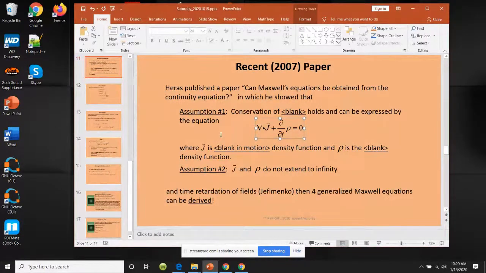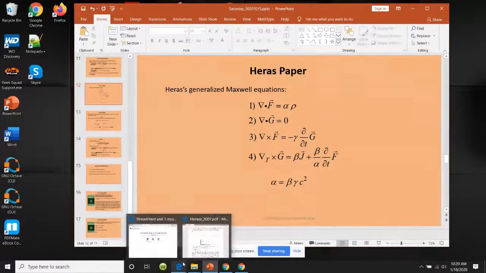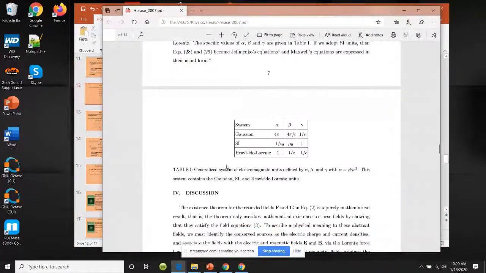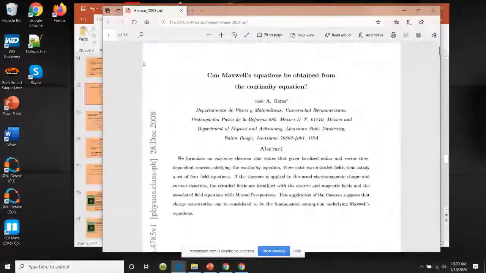Now you're saying the generalized equations can be derived from that? Yes. And I'm having a hard time seeing that. It's more like you took Maxwell's equations and generalized them and got back to the original assumption or something like that. But I guess Heras has a paper with the derivation there, right? Yep, Jose Heras.